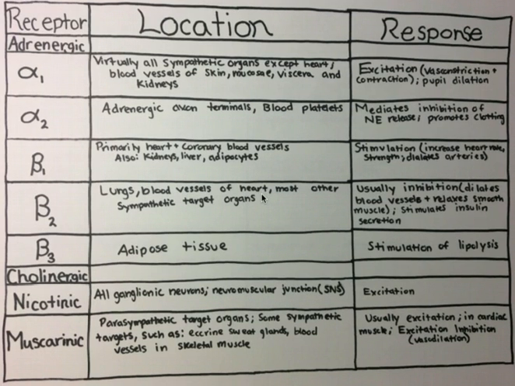The second receptor is called cholinergic, which is affected by acetylcholine, and it involves nicotinic, which is located at all ganglionic neurons and neuromuscular junction, and its response is excitation. The other is muscarinic, which is located at parasympathetic target organs, some sympathetic targets such as eccrine sweat glands and blood vessels and skeletal muscle, and its response is usually excitation and cardiac muscle.